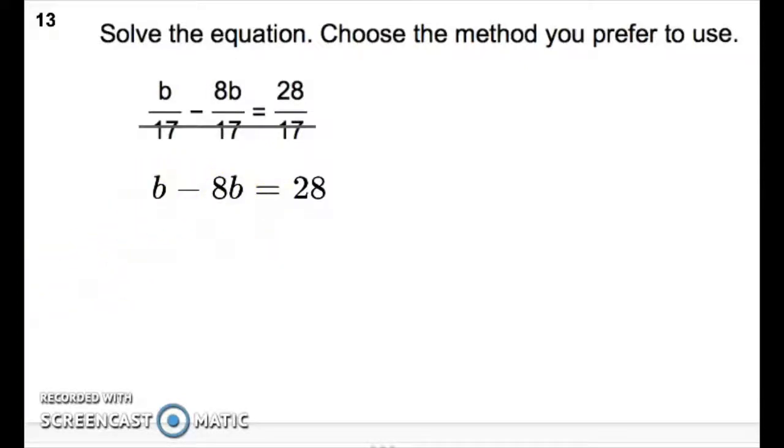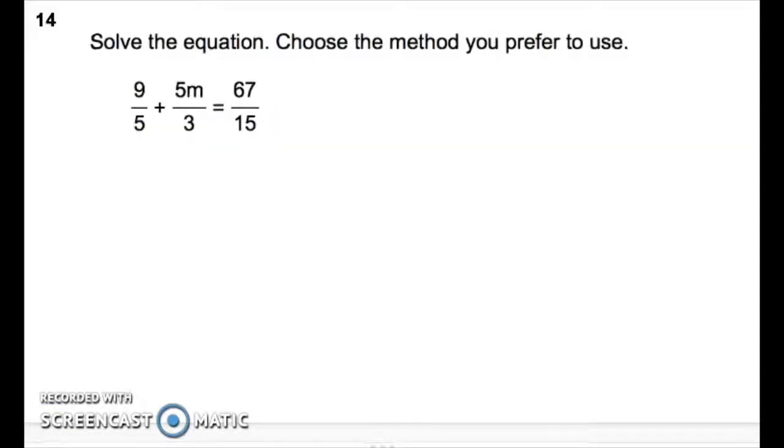B minus 8b is negative 7b equals 28. Divide both sides by negative 7, and b equals negative 4. And that's going to be the answer. Number 14, solve the equation.